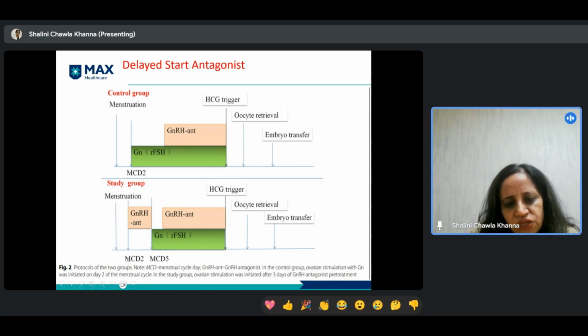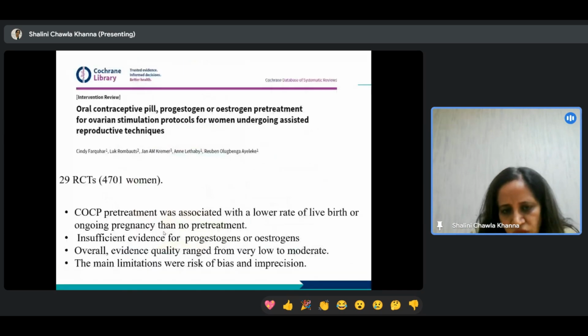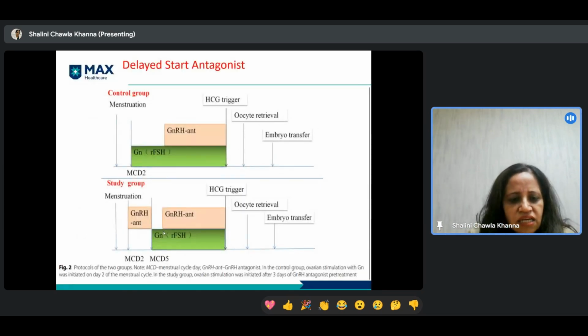On menstrual cycle day 2, the girl gets the periods, and then the antagonist is given for maybe 3 to 5 days, and on the 5th day you start the stimulation. So you have given the antagonist for 3 days, though a few studies in the literature give it for 5 days also. And again, once the follicle reaches 14 mm, you again give the antagonist, like in your control group. So what did they find? They found basically no difference in the number of oocytes retrieved or in the clinical pregnancy rate. So even this didn't work much.